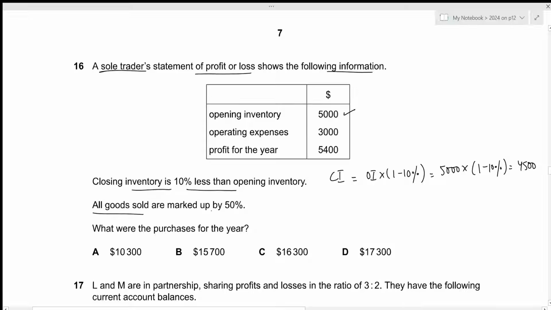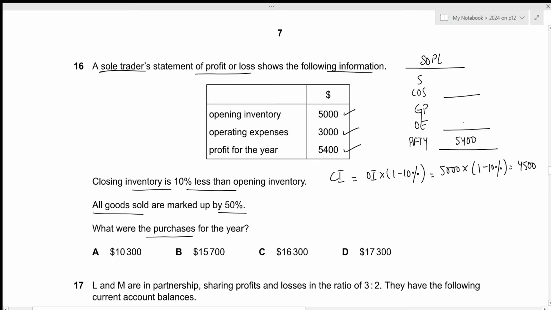Then all goods are marked up by 50%. We need to figure out the purchases for the year. Okay, so if we were to prepare our statement of profit or loss roughly, we have sales, cost of sales, then we get the gross profit. After gross profit, we subtract operating expenses, after which we get profit for the year. Profit for the year is 5400 in this case. Operating expenses is given to be 3000.